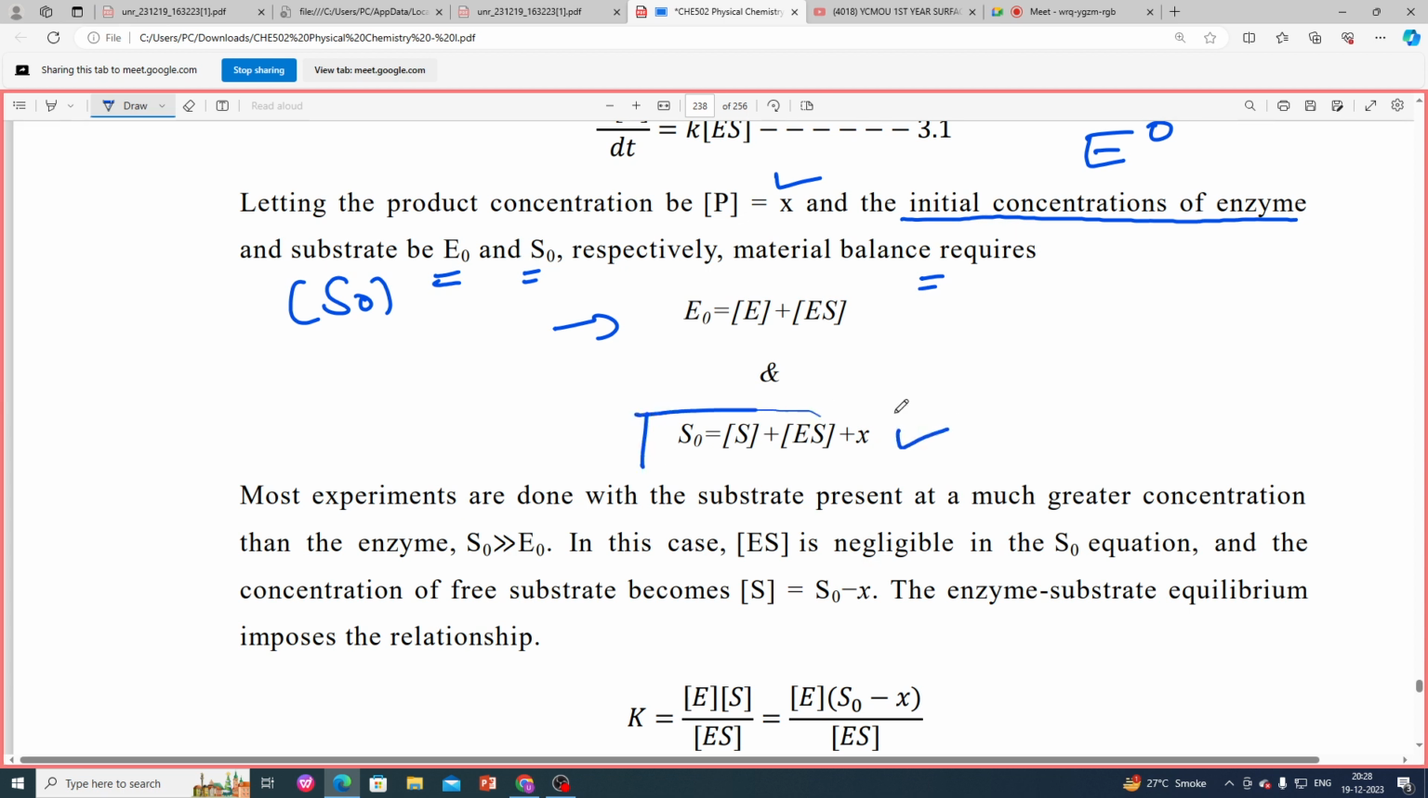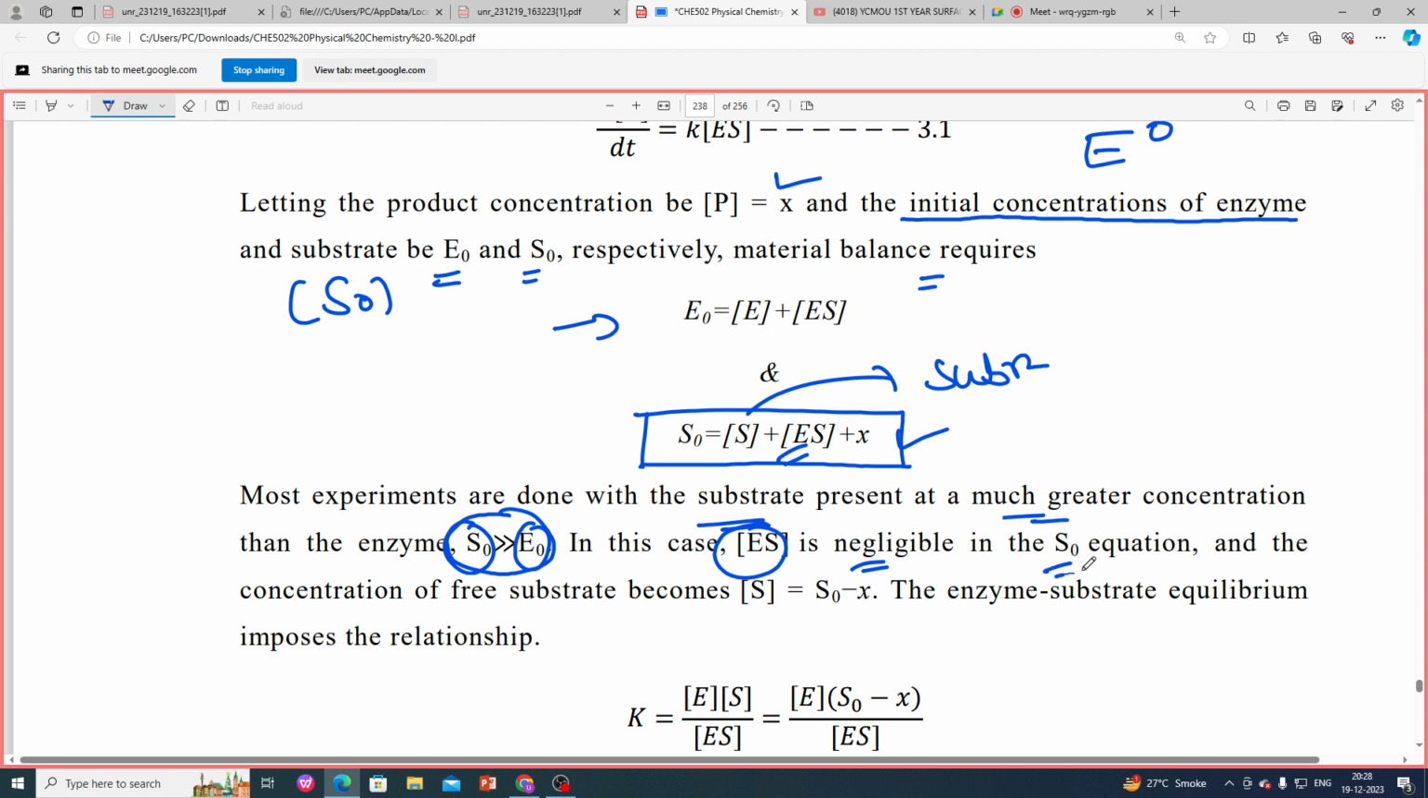Here S means our substrate. Most experiments are done with the substrate present at a much greater concentration than the enzyme, that is S0 is much greater than E0. That means the concentration of the substrate is more and the concentration of the enzyme is less. In this case the concentration of ES is negligible in the S0 equation, and the concentration of the substrate S becomes S0 minus x.